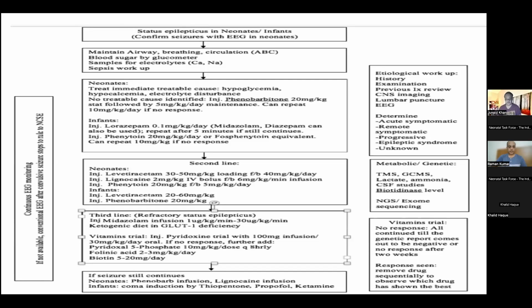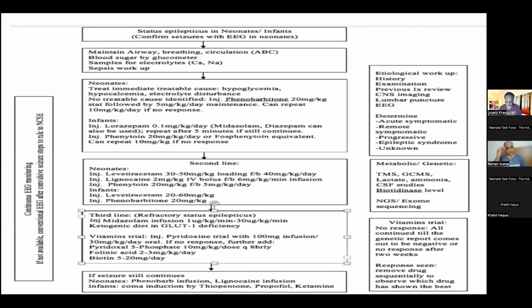Right, sir. Another question, sir. Any specific lab to rule out pyridoxine epilepsy in newborns? Sorry? Any specific lab to rule out pyridoxine epilepsy in neonates? Yes, in urine we check some levels, but I'm not really very sure of those. We do it in urine, but it's not available in our part of the world.